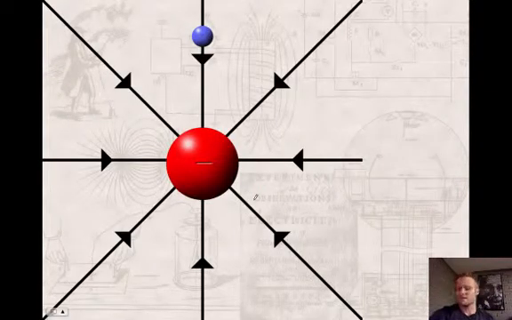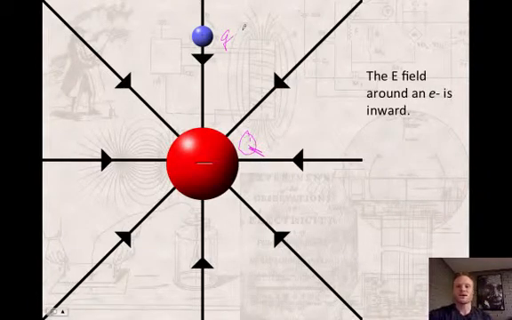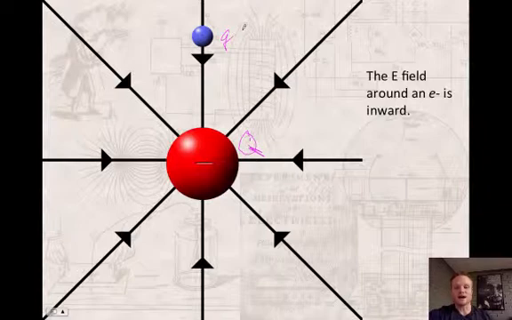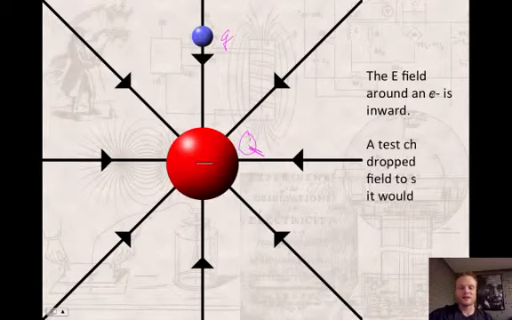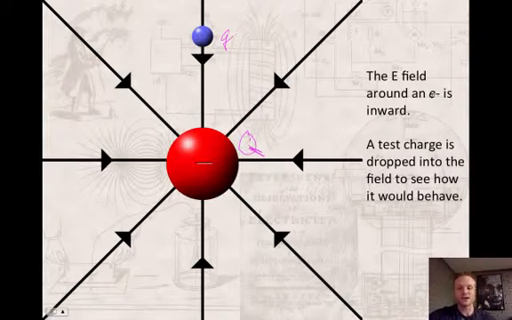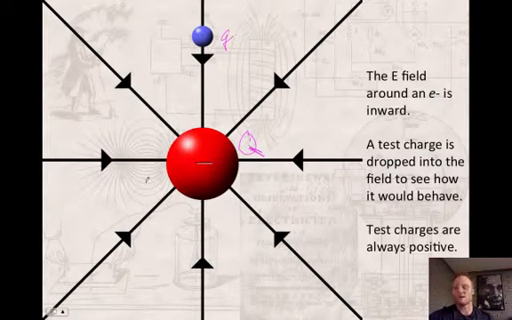So here again is a negative source charge, nice and big and blown up, and here's a positive test charge. So this would be big Q right here, and here's little q. Okay, the electric field around a negative Q or negative source charge would be inward. And if you put a test charge and drop it into the field, you would see that it behaves this way, that it is drawn to this negative charge. And that's why all these lines point towards this big Q. Okay. Oh, and test charges are always positive, which we've said already.